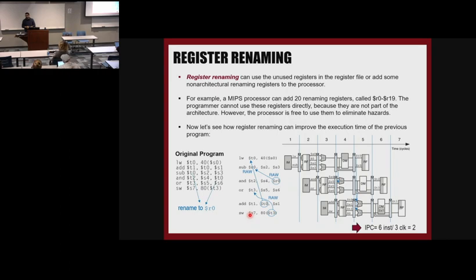Right? Any questions? So the second part says that the processor is free to use to eliminate hazards, and you're saying that programmers don't have access to it. So is it done in the hardware or? Compiler level. Usually it's at the compiler level, so it does the reordering.